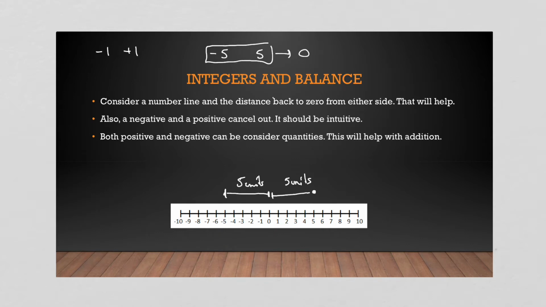-1 and +1 gives you 0. -2 and +2 gives you 0, right? They are opposites of one another that get you back to 0. They cancel each other out. So let's look at this in action.